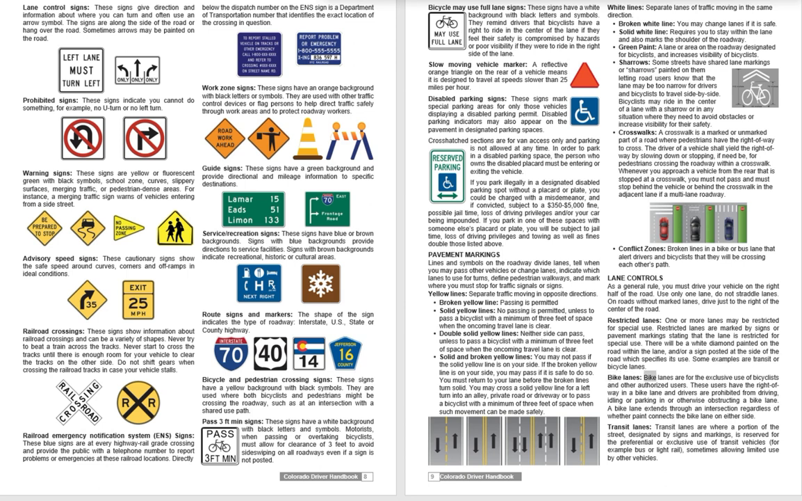Bike lanes. Bike lanes are for the exclusive use of bicyclists and other authorized users. These users have the right of way in a bike lane and drivers are prohibited from driving, idling, or parking in or otherwise obstructing a bike lane. A bike lane extends through an intersection regardless of whether paint connects the bike lane on either side.